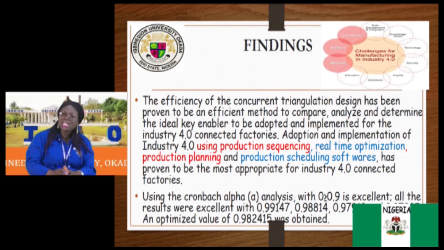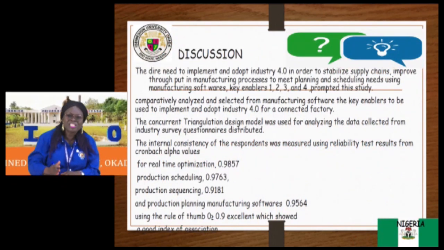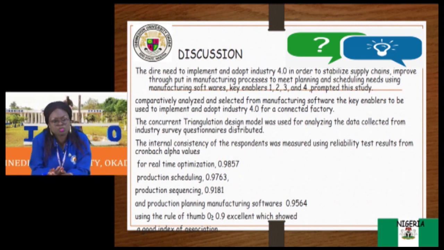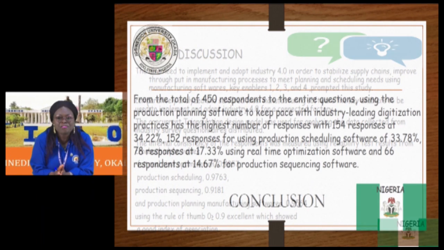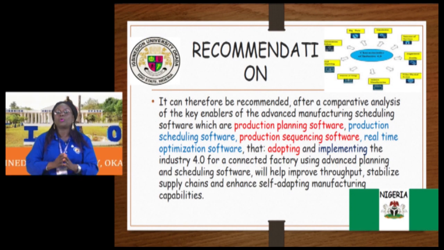So adopting and implementing Industry 4.0 for a connected factory using advanced planning and scheduling software will help to improve, one, throughput of our industries in Nigeria, in Botswana, and even in the world, and then to stabilize supply chains and enhance self-adapting manufacturing capabilities. Adopting Industry 4.0 will help to take our industries to the next level.